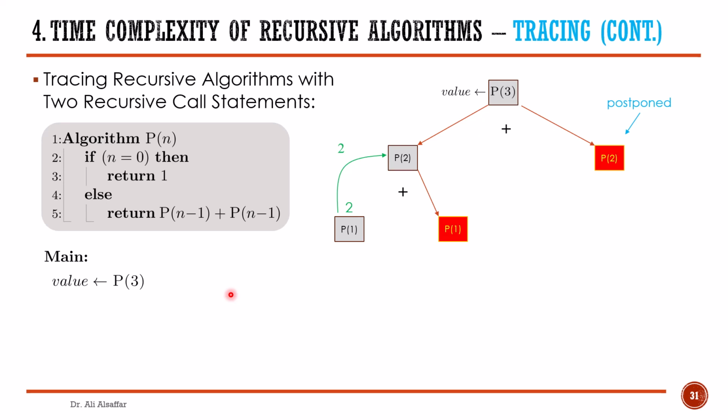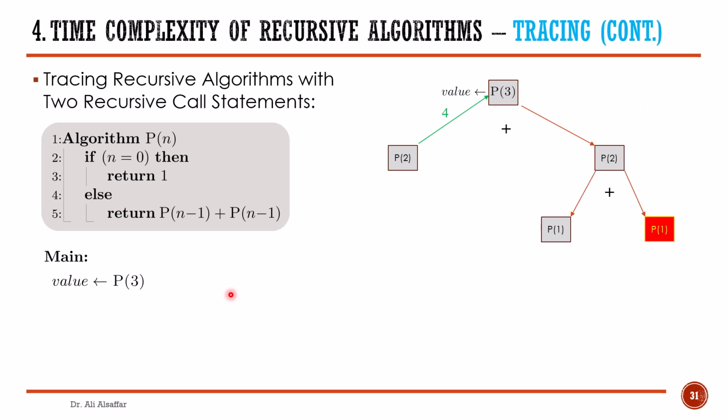Now going back to P2, the algorithm needs to execute the right call P1. But P1 will follow the same steps that the left call has already followed earlier. And again we have overlap of calls and repetition of execution. Now going back to P3, the algorithm needs to execute the right call P2. But P2 will follow the same steps that the left call has already followed earlier. And again we have overlap of calls and repetition of execution.